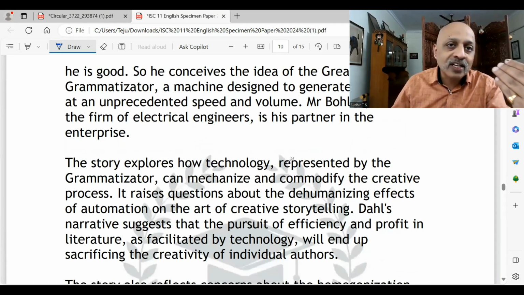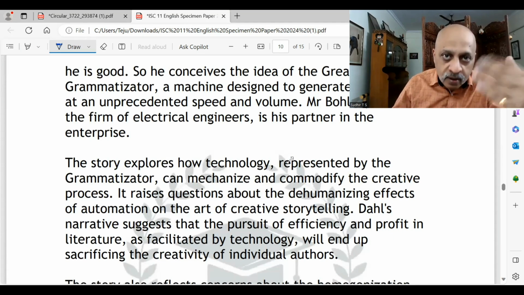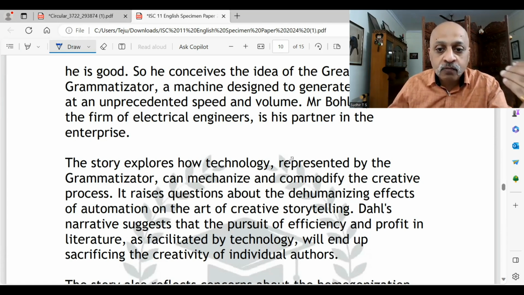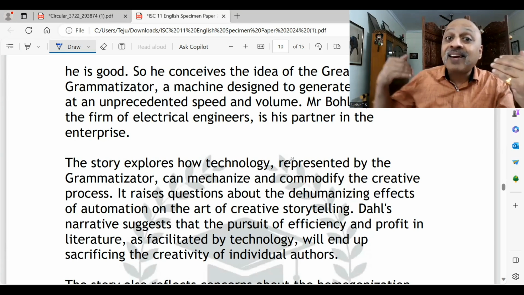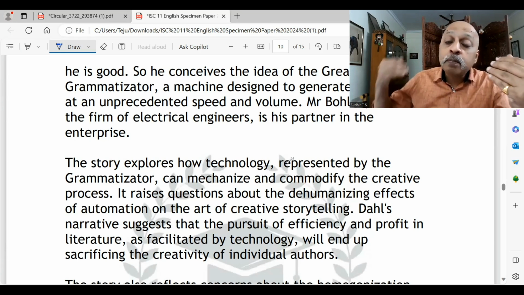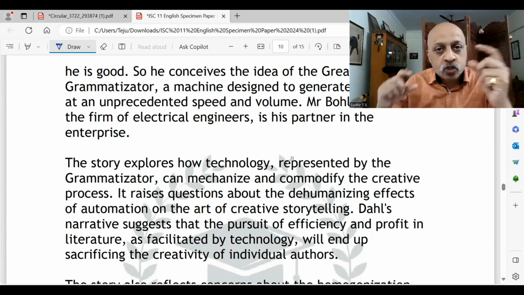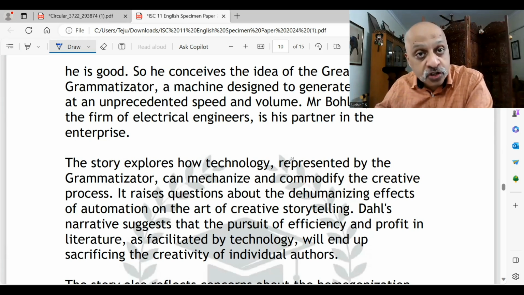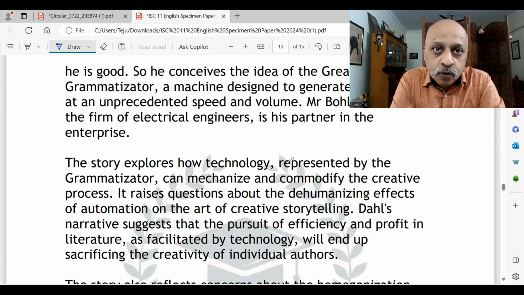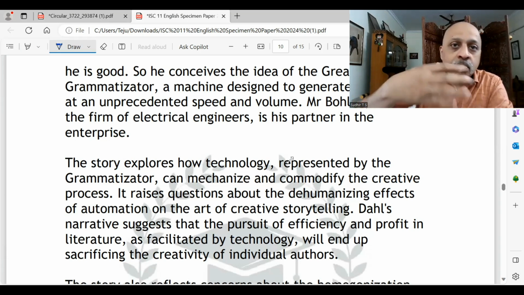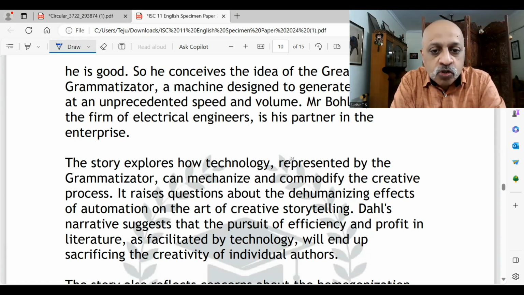And the story, what does it explore? It explores how technology, represented by the grammatizator, can mechanize and commodify. It makes it into a commodity. Instead of being a creative pursuit, it becomes a commodity. Okay, so commodification is a good word to use. The creative process. So the creative process का एक commodity बना के छोड़ दिया है. It raises questions about the dehumanizing effects of automation on the art of creative storytelling.